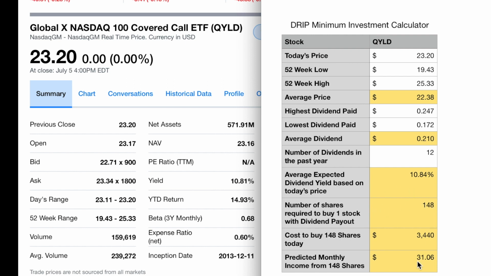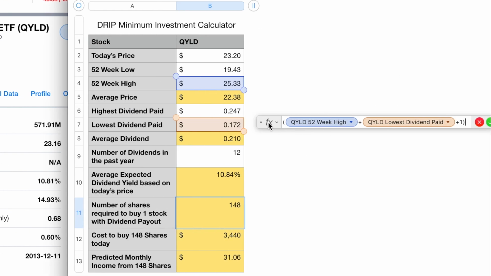Now, this is the calculation. This is the bare bones of it. The number of shares required to buy one stock with the dividend payment. What I'm trying to figure out is how many shares I have to buy so that when the dividend pays monthly, I can take that money and buy one stock rather than keeping it in cash. 148 shares. So I'll show you the math on that.